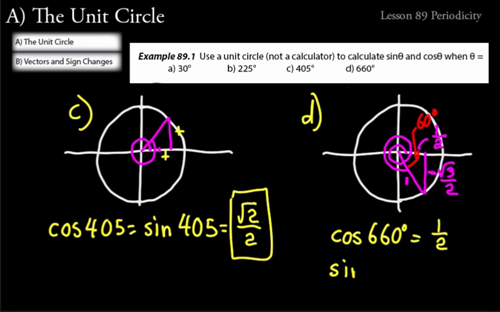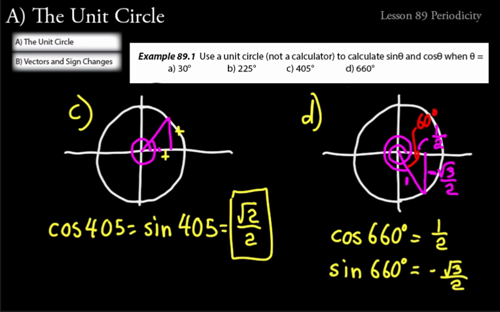Sine of 660 is equal to minus the square root of 3 over 2. So much of understanding the unit circle is just getting your bearings, thinking about where am I, what's my coterminal angle here. Find that, then set up your right triangle. It's either going to be a 30, 60, 90 or a 45, 45, 90 for now.